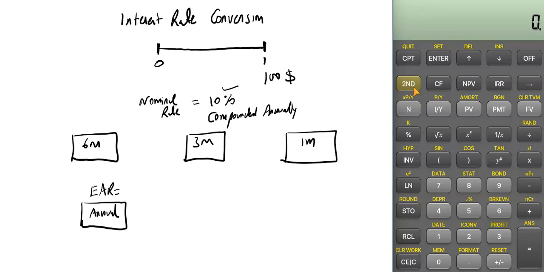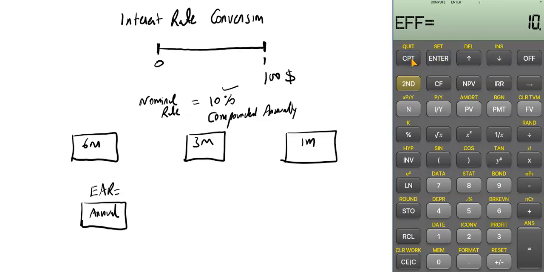So press second and this 2. This is I conversion. So press the nominal 10% rate here. 10, press enter, arrow down. This is the effective annual rate. This is the compounding per year. How many times you will compound in a year. So this is the annual rate, so compounding will be 1 in a year. Enter. So now calculate the effective annual rate.